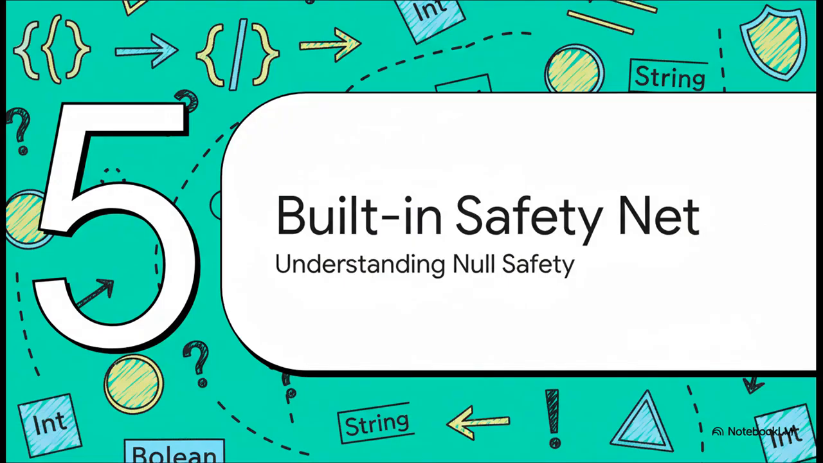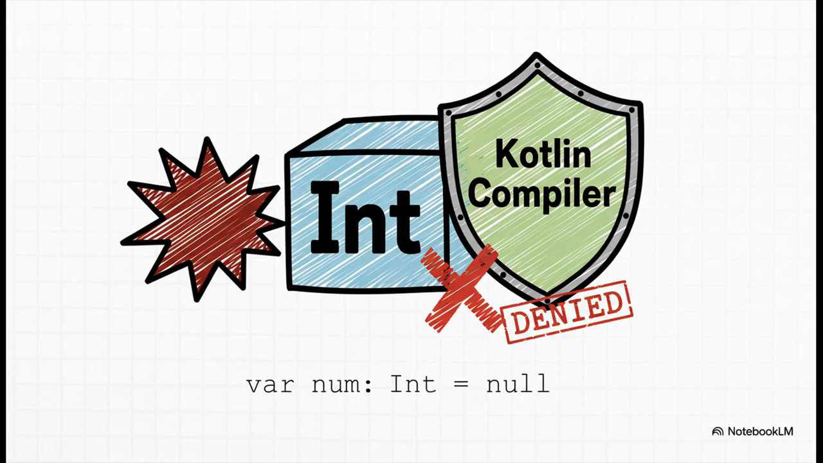All right, buckle up. We're about to talk about what might be the single most famous and most loved feature in all of Kotlin. This is a built-in safety net that literally prevents one of the most annoying, crash-inducing bugs that has plagued programmers for decades. I'm talking about the dreaded null pointer exception. It's been called the billion-dollar mistake because of how many crashes and bugs it's caused.